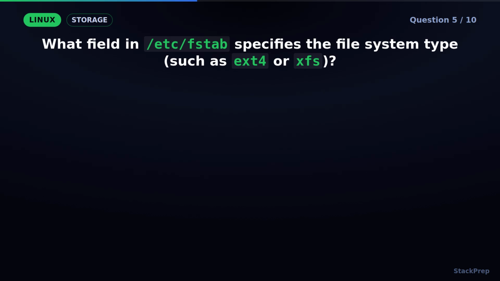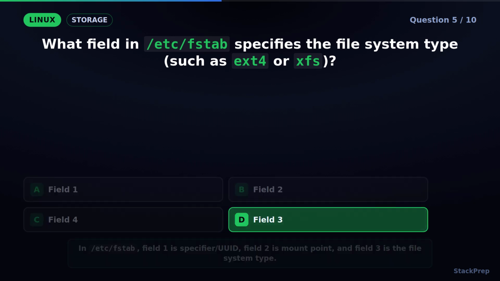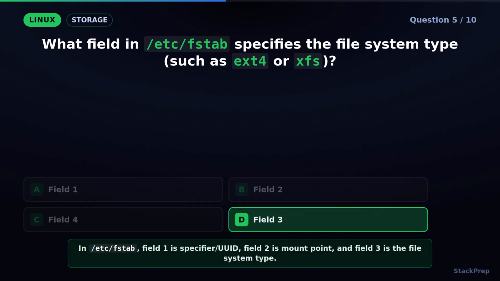What field in /etc/fstab specifies the file system type, such as ext4 or xfs? The answer: field 3. In /etc/fstab, field 1 is specifier, UUID, field 2 is mount point, and field 3 is the file system type.